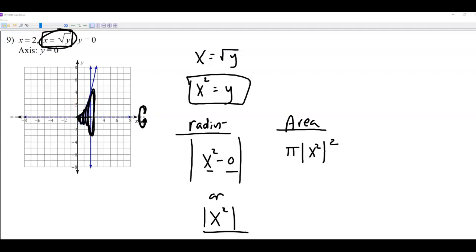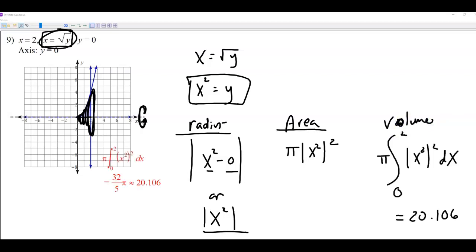And now I want you guys to go ahead and calculate your volume. So go ahead and pause the video here and see if you guys can calculate your volume. All right, and there you guys go. That's the answer.